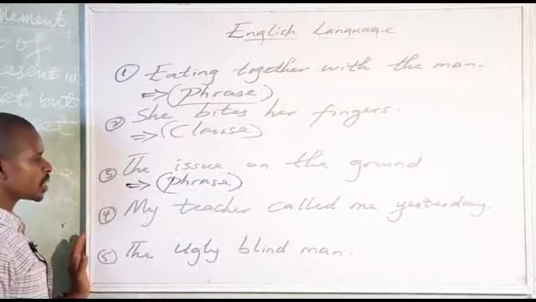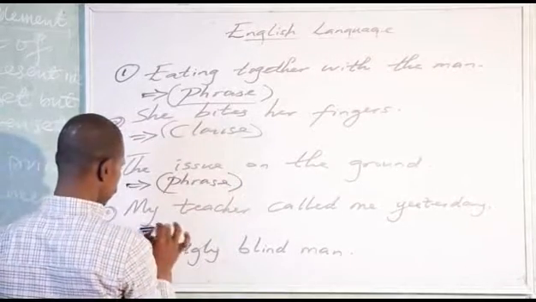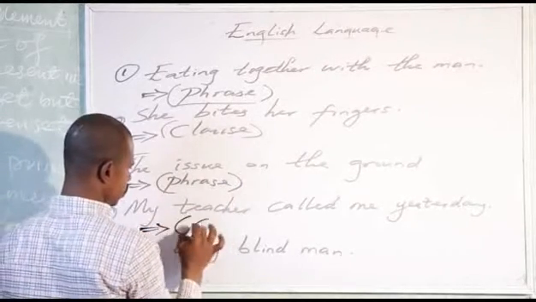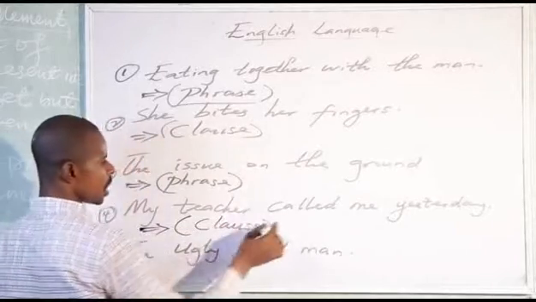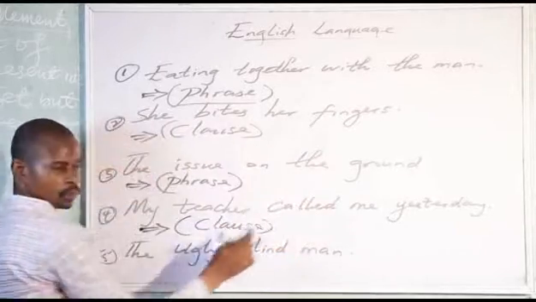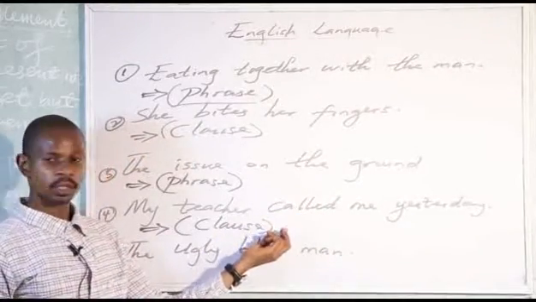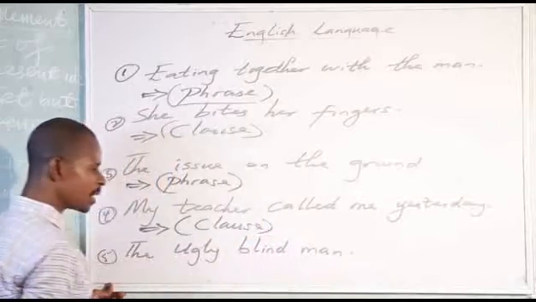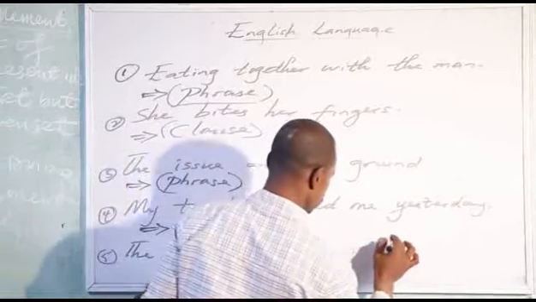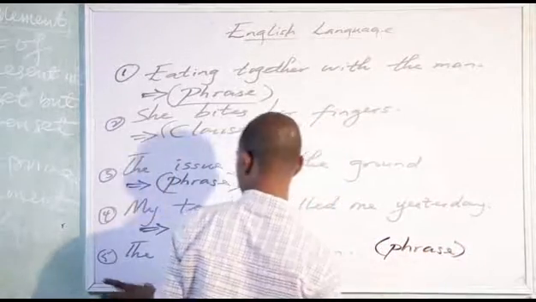Now look at that one. My teacher called me yesterday. This is a clause. Why? Because you have called here. All past tense verbs are finite verbs. So this is a clause. Another one. The ugly blind man. This is a phrase.